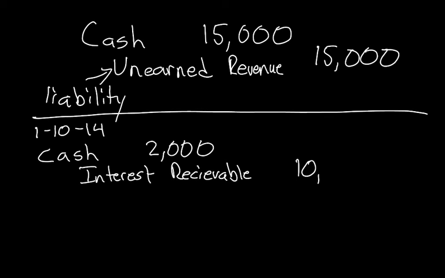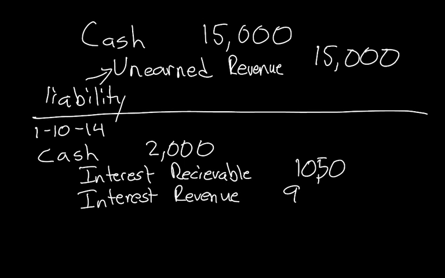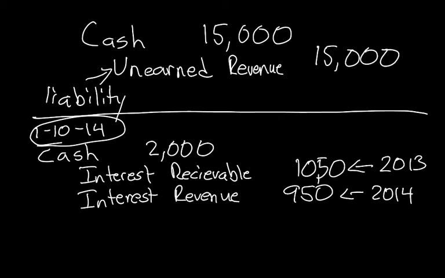I made a mistake here. It would be $1,050. And then we would credit another account, interest revenue, for the remaining $950. That would account for 2014. So this is the amount of interest they earned for 2014. This was the amount of interest they earned in 2013, and that's when they get paid on January 14th.